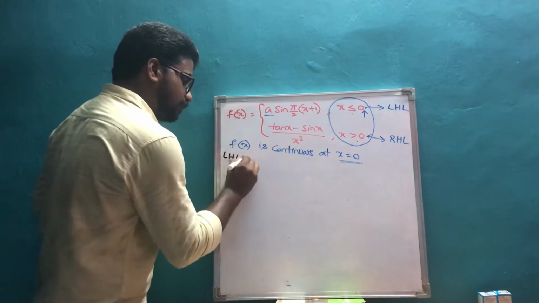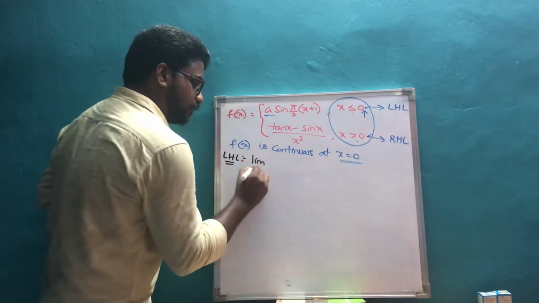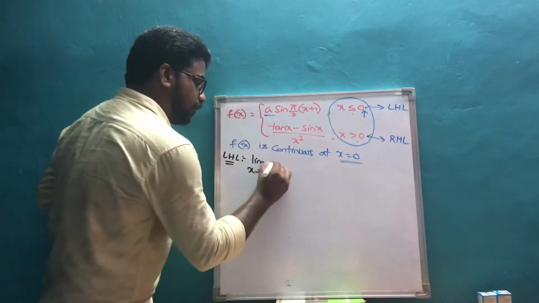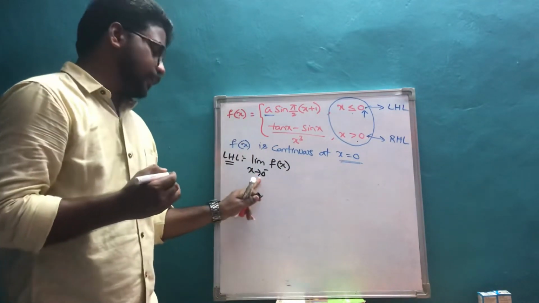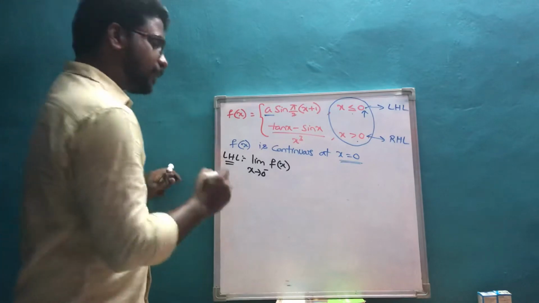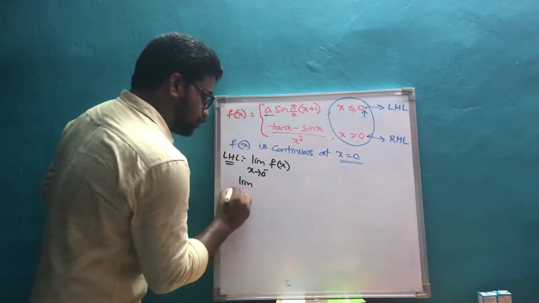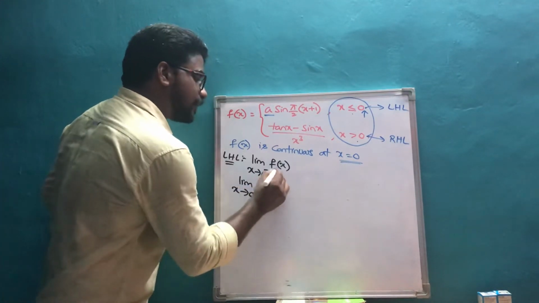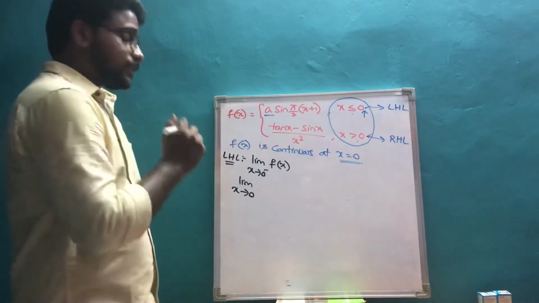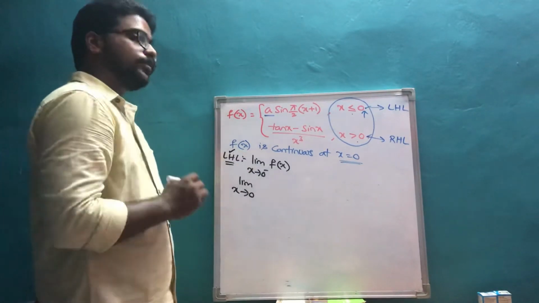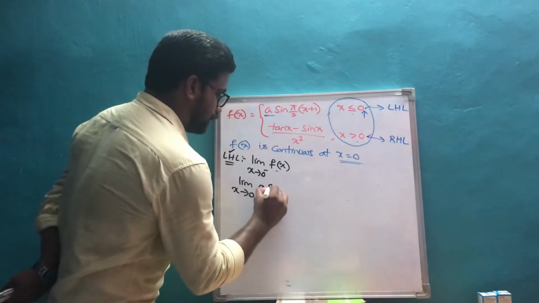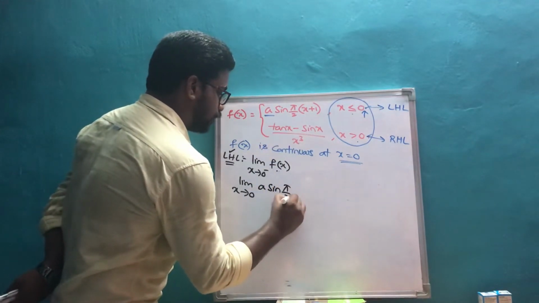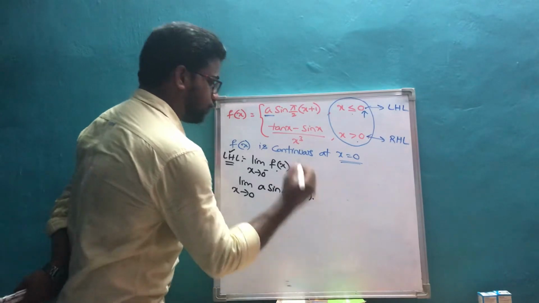See here, LHL function. This is nothing but limit x tends to 0 minus f of x. See, first step it always has to be in this way only. Next thing, limit x tends to 0, f of x has to be replaced. This is an LHL function I am talking about. So f of x has to be this function, a sin pi by 2 times of x plus 1.